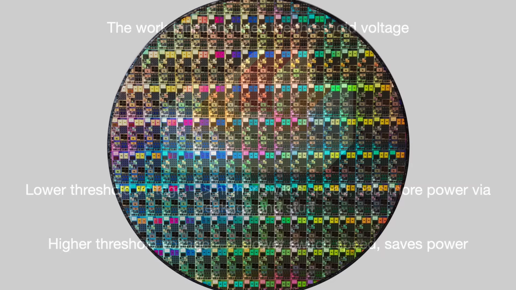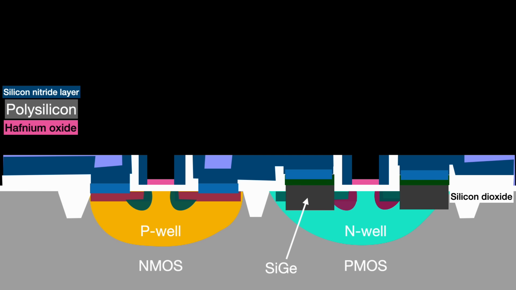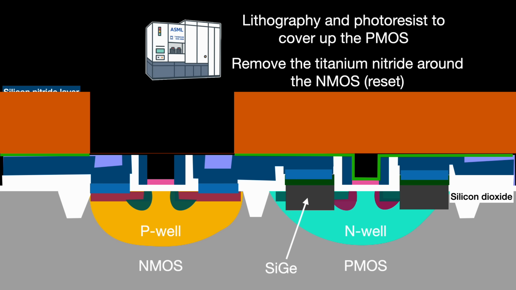Unfortunately for our health and sanity, the PMOS and NMOS transistors in the 45 nanometer node use different work function metals for the tuning. We need to apply them in a specific sequence to get the desired effect. Simply speaking, just kidding, none of this is simple at all. This is achieved by first adding a layer of the PMOS work function metal, probably titanium nitride, to both the NMOS and PMOS transistors. Then we use a patterning lithography step to cover up the PMOS and remove the titanium nitride layer that was just deposited out of the NMOS area, essentially resetting it.